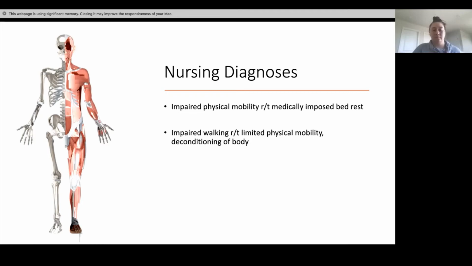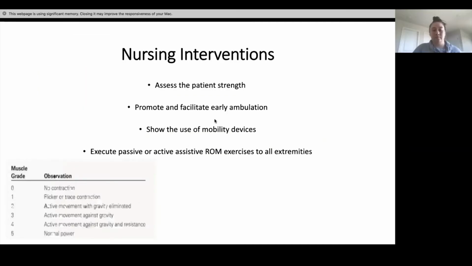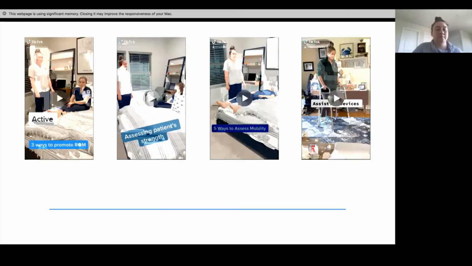These are some examples of nursing diagnoses related to immobility on the musculoskeletal system: impaired physical mobility related to medically imposed bed rest, and impaired walking related to limited physical mobility and deconditioning of body. Here are some nursing interventions, and we have videos to show you next. First, we will assess the patient and their strength. Full strength is 5 out of 5, meaning they have strength against resistance. We'll promote early ambulation, and we'll also use mobility devices and use passive and active range of motion.